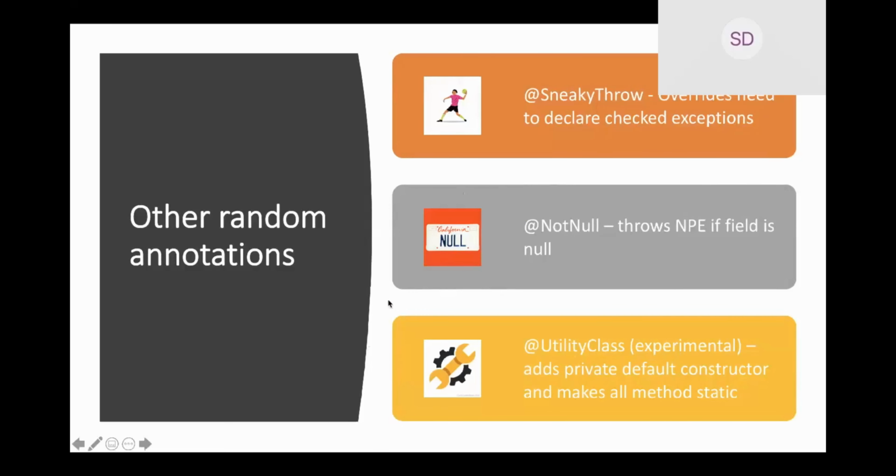These top two are stable. They have two different feature sets: stable features and experimental features. So this last one is experimental. It's @UtilityClass. If you have a bunch of public static methods, you can just put @UtilityClass, and then you don't have to mark your methods static, and it puts a private default constructor so no one instantiates your utility class by accident or anything.